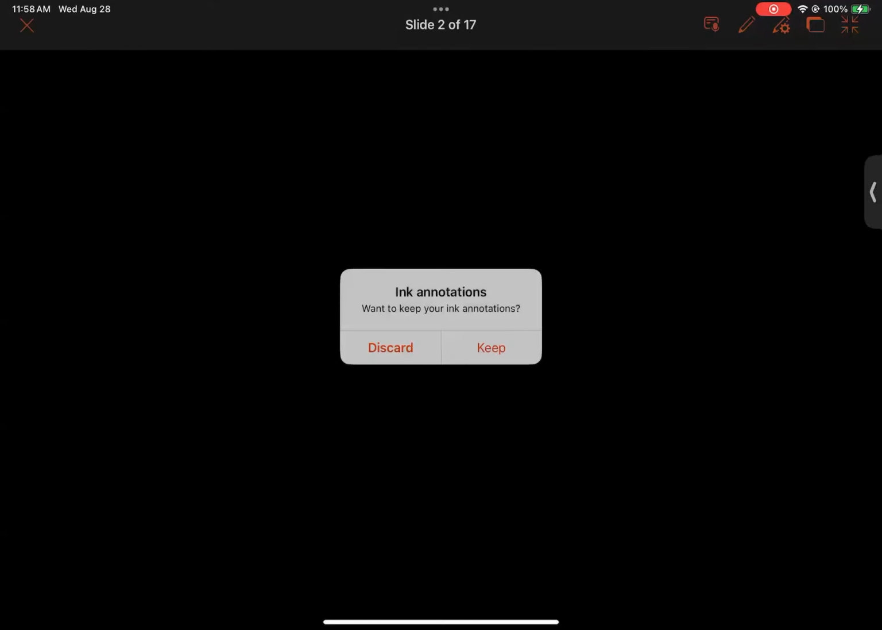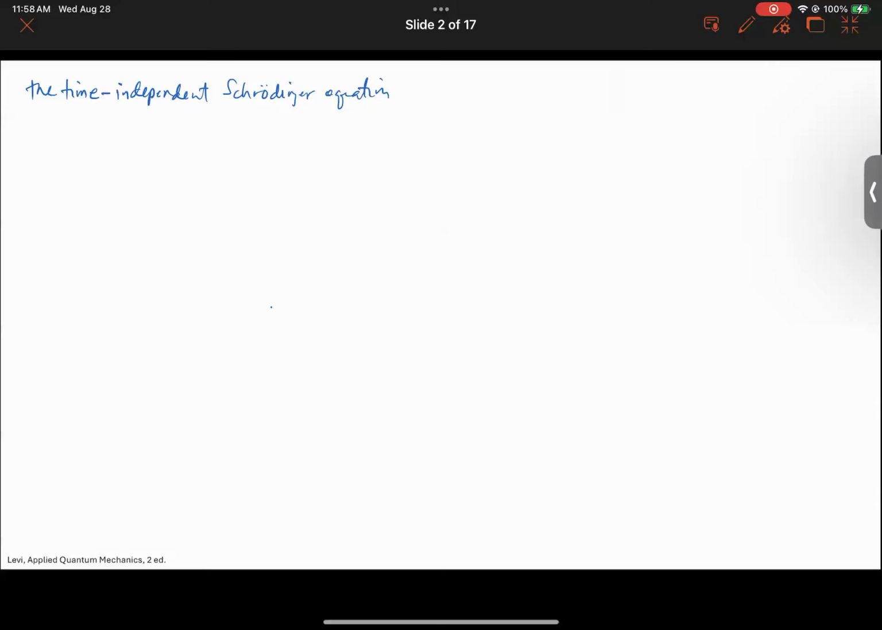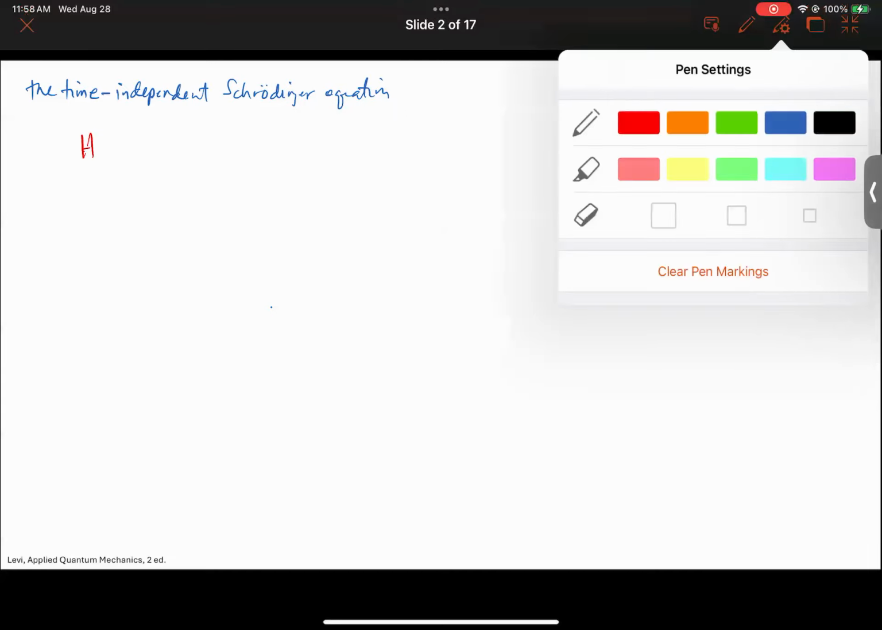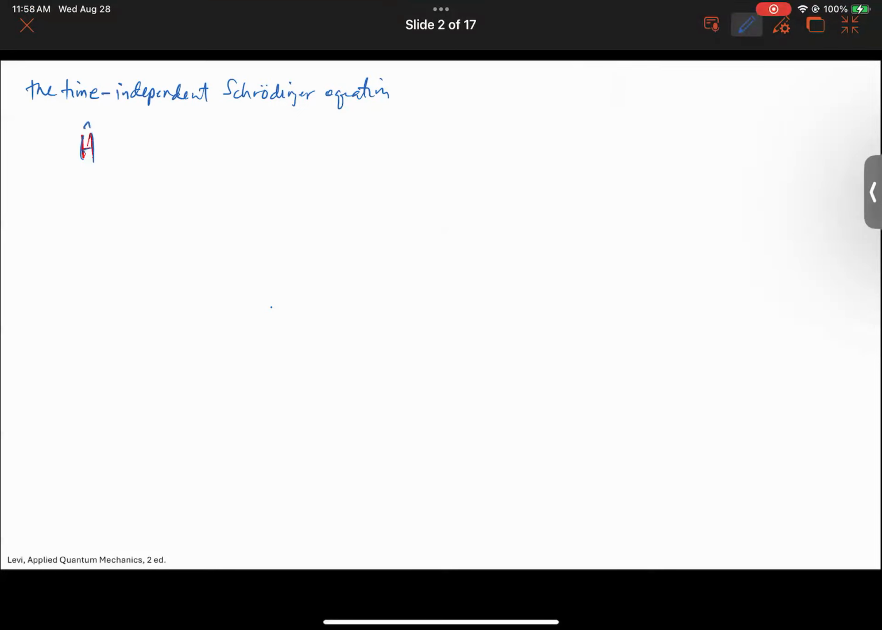H, the Hamiltonian acting on the wave function psi sub n of r, equal to negative h bar squared over 2m del squared plus V of r. This is our Hamiltonian, operating on psi n of r, equal to E sub n psi sub n of r.